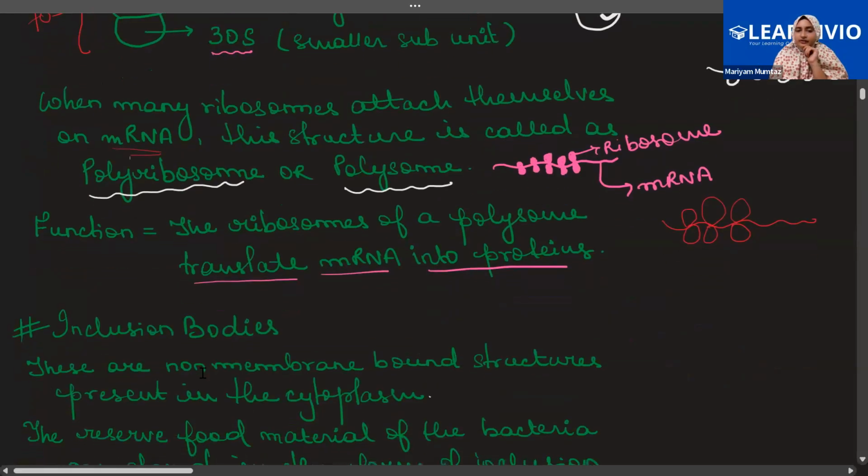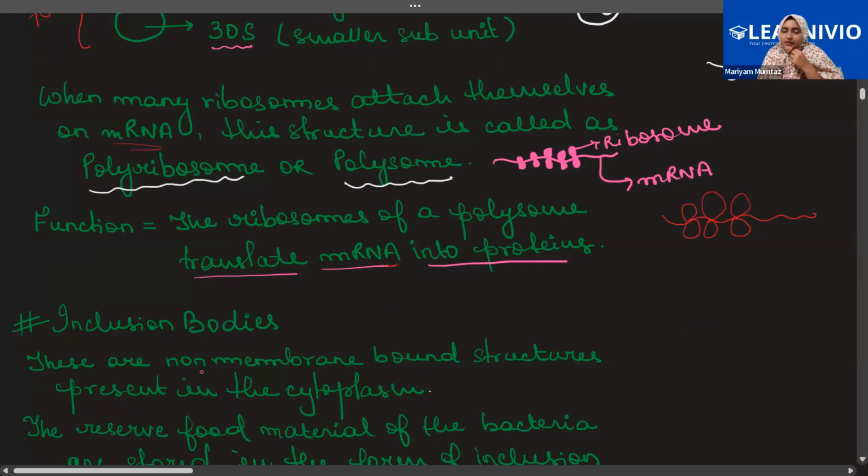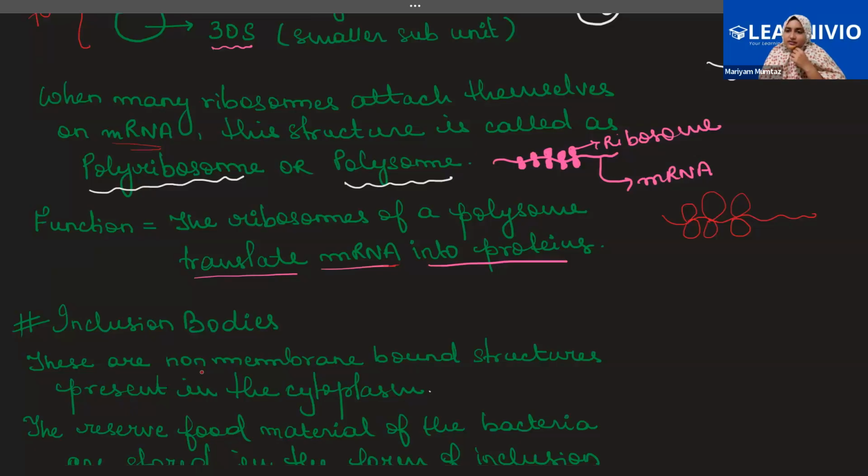Now talking about the function. The function of the ribosomes that are present as a polysome is to translate mRNA into proteins. The protein formation is known as translation. In our biological system, the formation of protein in terms of molecular biology is called translation. So from mRNA, the proteins are made.